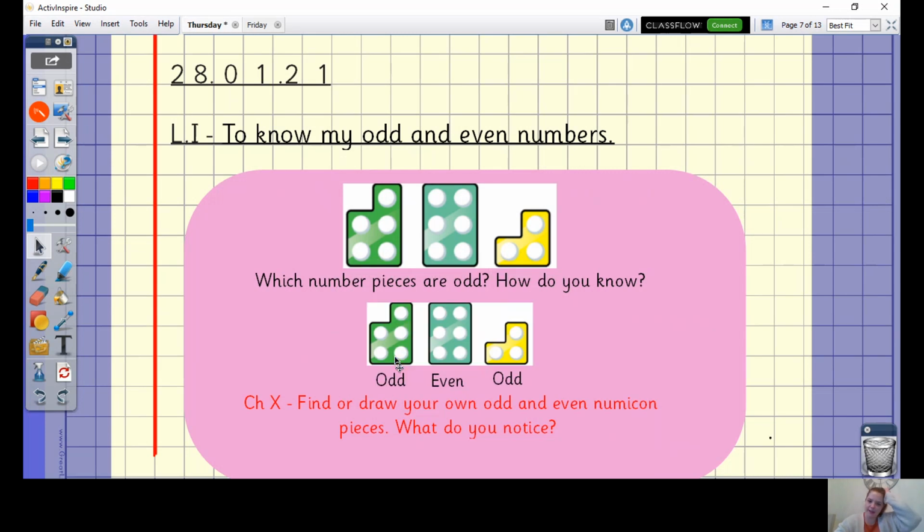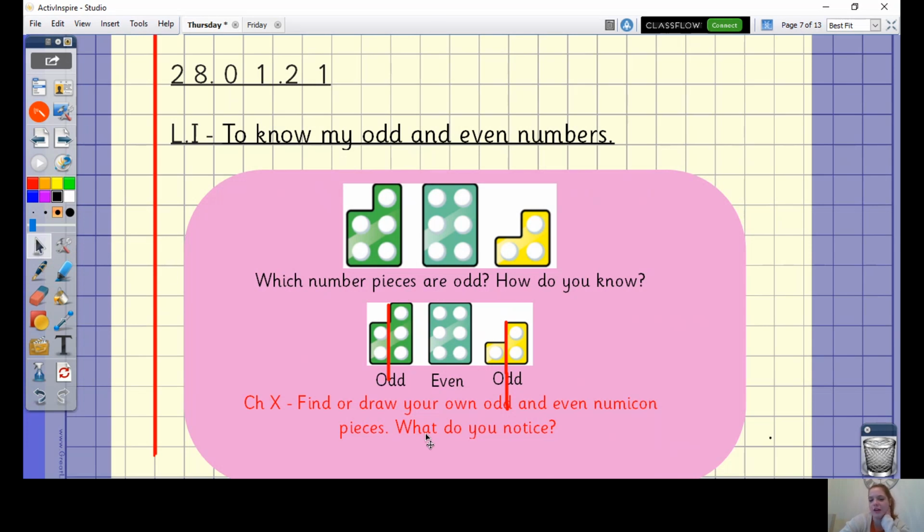So the odd number pieces would be 5, the green 5 and the yellow 3. Okay, and we can clearly see if we were to try and draw a line down the middle to split those in half, then my two groups would not be equal. I'd have 2 here and 3 here. And again here, if I was to draw a line down the middle to try and share them, I'd have 2 here and only 1 on the other side.